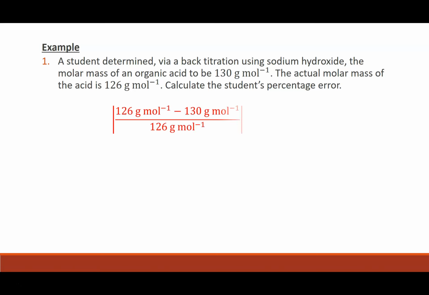Plug these numbers into the formula: subtract 126 from 130, divide the difference by 126, then multiply by 100. Remember, we're taking the absolute value here, and the answer is 3.17%. So this student's experimental result is fairly accurate.